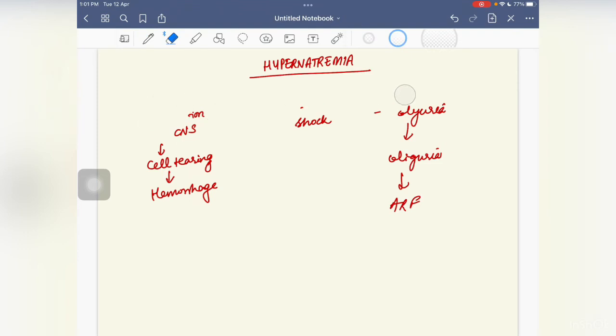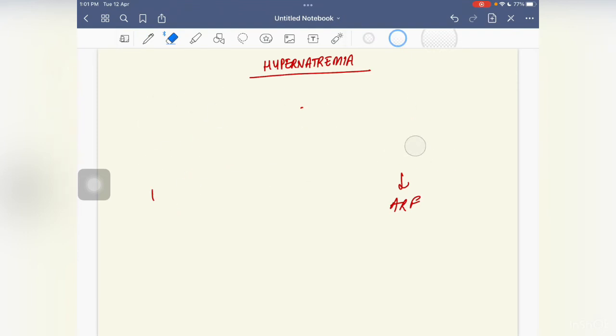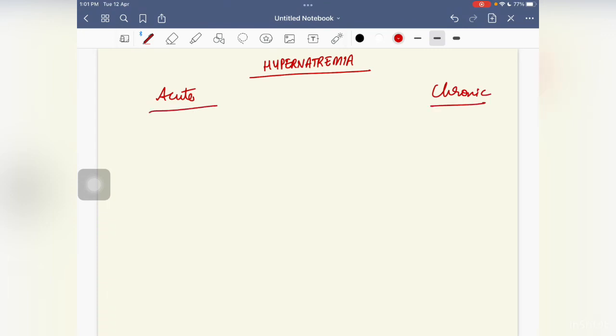Now let's talk about the management. Anything which has management will have two scenarios: either it will be acute or it will be chronic, right? If it is acute hypernatremia, it has to be treated rapidly. If chronic, you have to treat slowly, right?